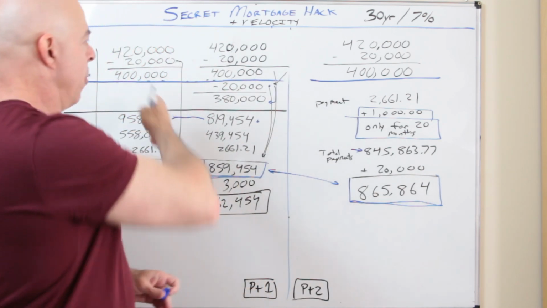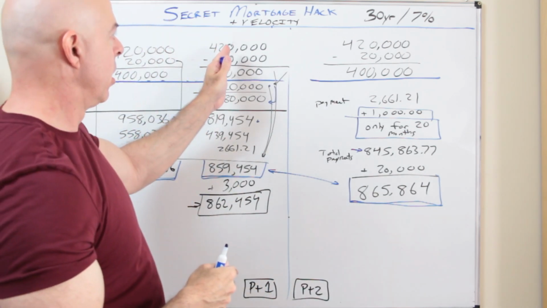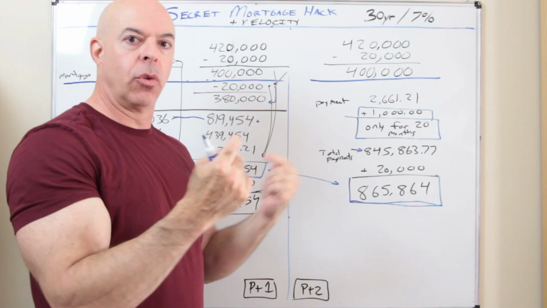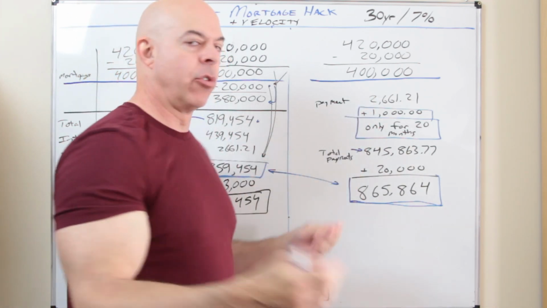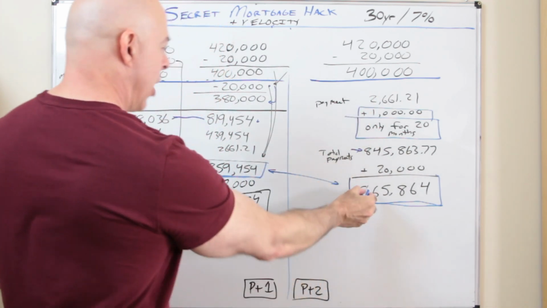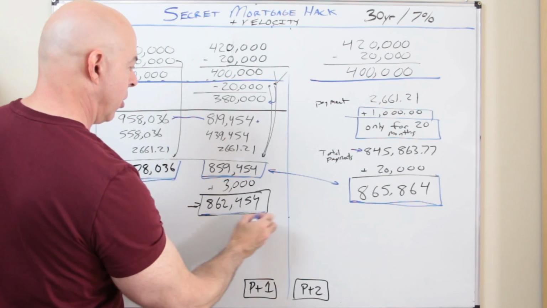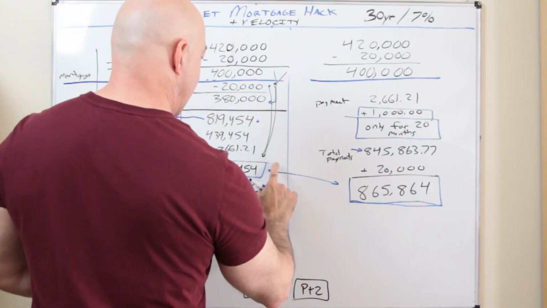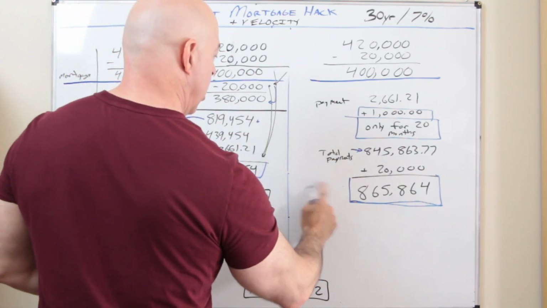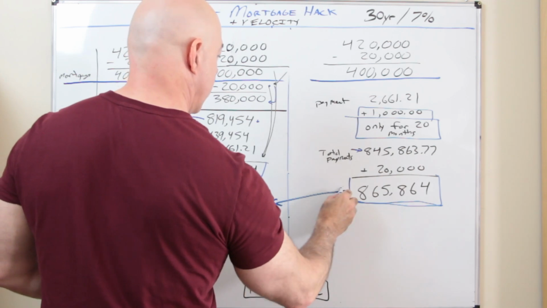In this one was the basic mortgage, and in this one, we added another $20,000 to our payments, and in this one, we added another $20,000 to our payments. Why are the numbers different? $862 and $865. Did I draw the line there? That's incorrect. We're comparing total out of pocket.